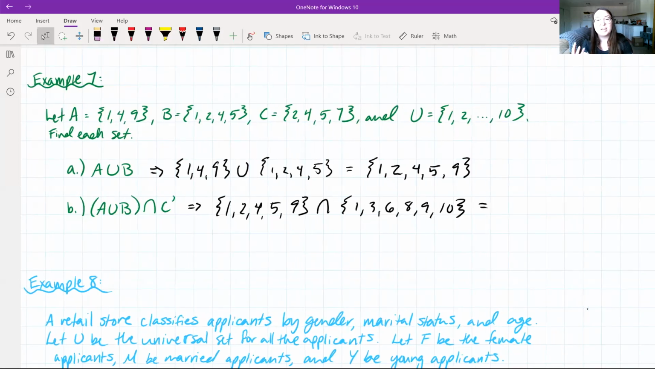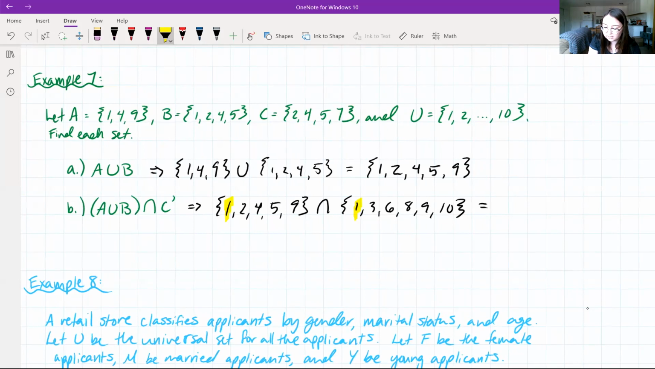And remember, we're taking our intersection of these two now. So by taking our intersection, we're finding the elements that are contained in both sets. Only both sets, since this is the intersection, not the union. So let's see.